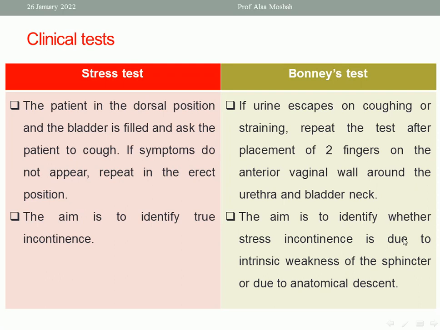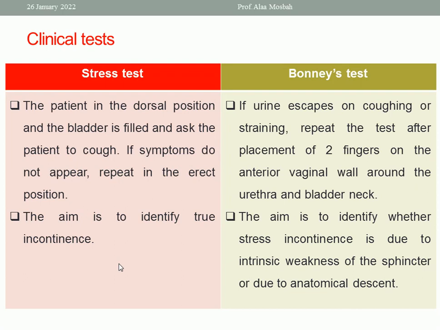What about the clinical tests? Clinical tests include the stress test, Pony test, Yusuf test, micturition test, or holding test. Stress test: the patient is in dorsal position, as I said, and you separate the labia and ask the patient to cough. If a spurt of urine comes, this is a positive stress test. But if no spurt of urine, you can repeat it in erect position. The aim of this test is to identify true incontinence.